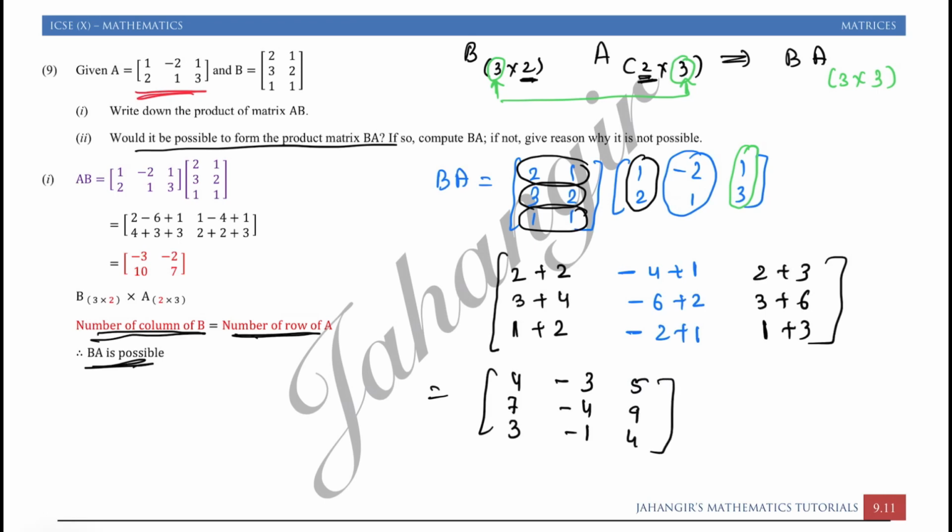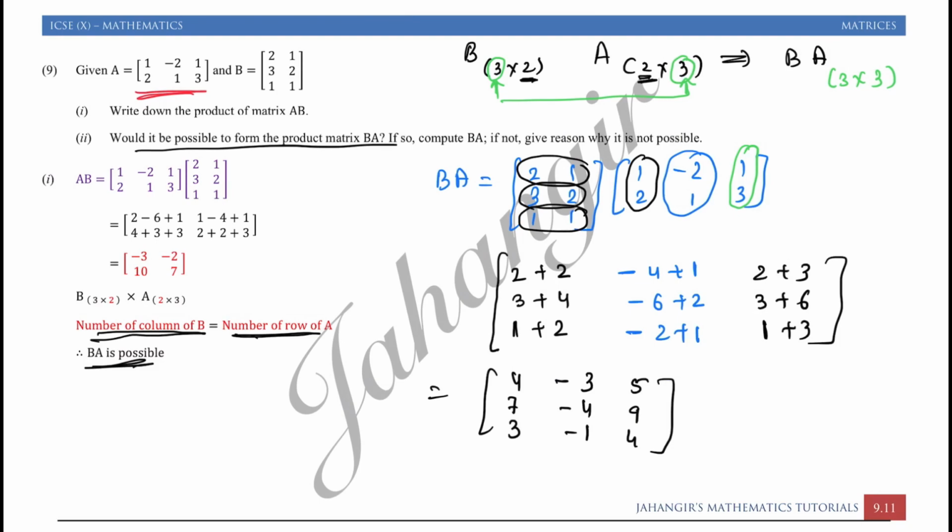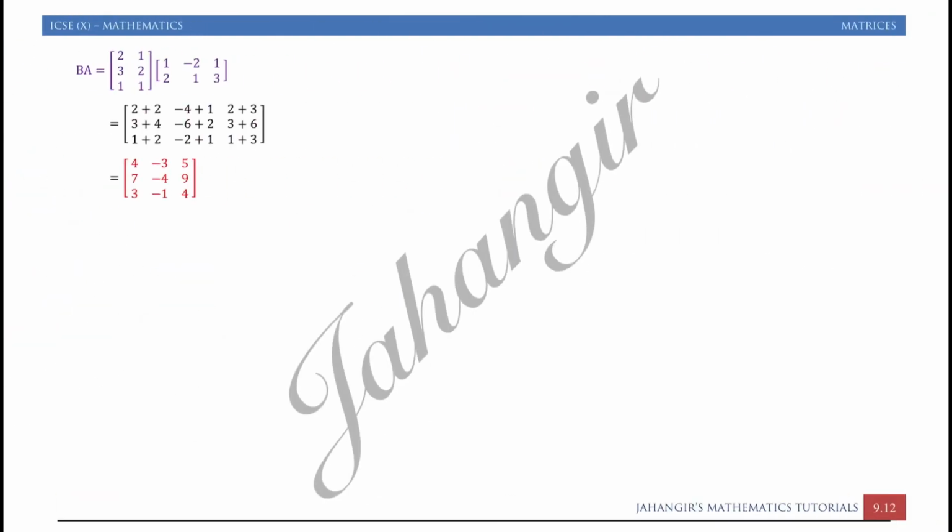Okay, so let's just check the answer behind. 4 7 3, 4 7 3, minus 3 minus 4 minus 1, yeah, correct. 5 9 4, 5 9 4, so it's correct. Okay, so hopefully you understood how to multiply and how to get the matrix.